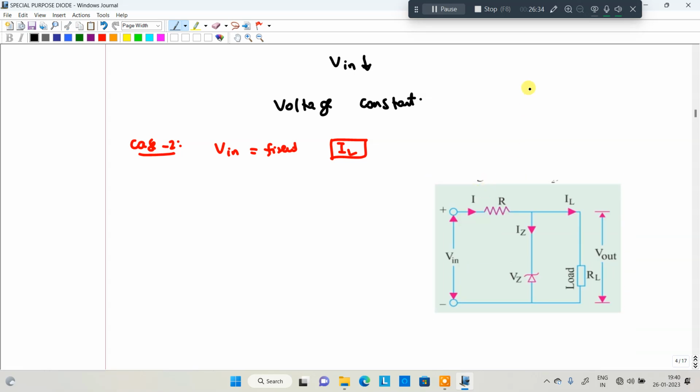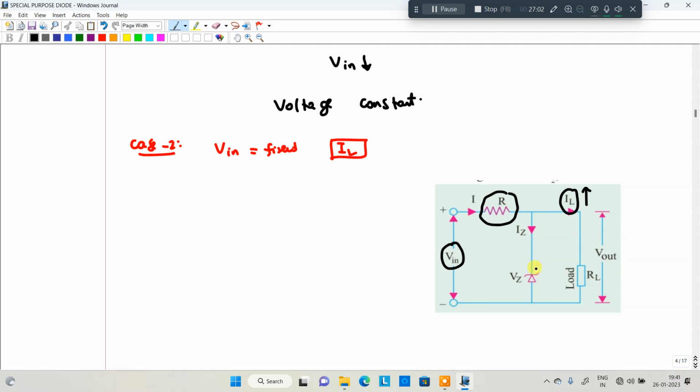Right. See, in the second case, IL should vary, and the input voltage is a constant. What happens if you change IL? Whenever the input voltage is constant, the drop across R is constant. So whenever the current IL increases, what will happen? We'll see with the help of the formulas. In the case where V is fixed and IL changes, IL increases.